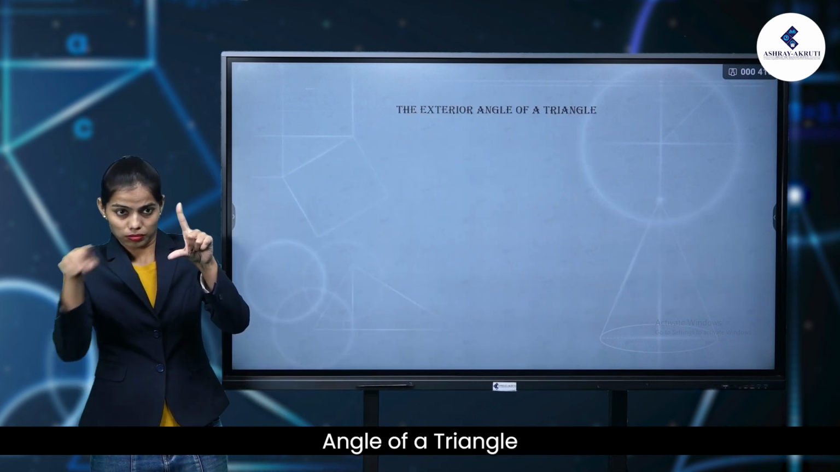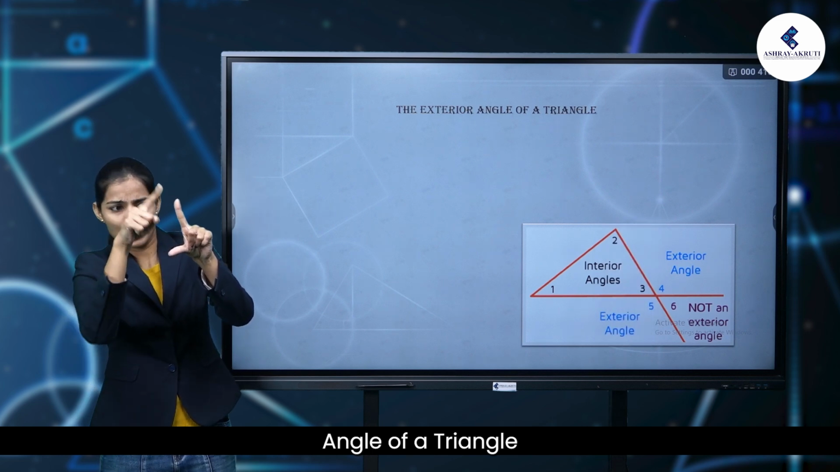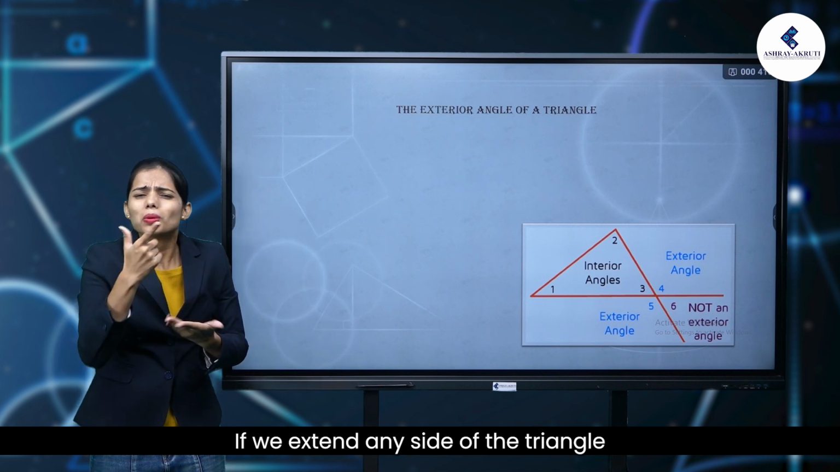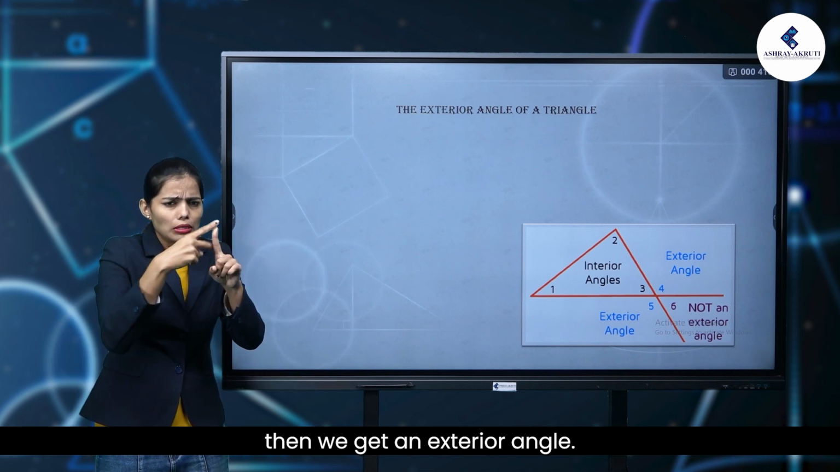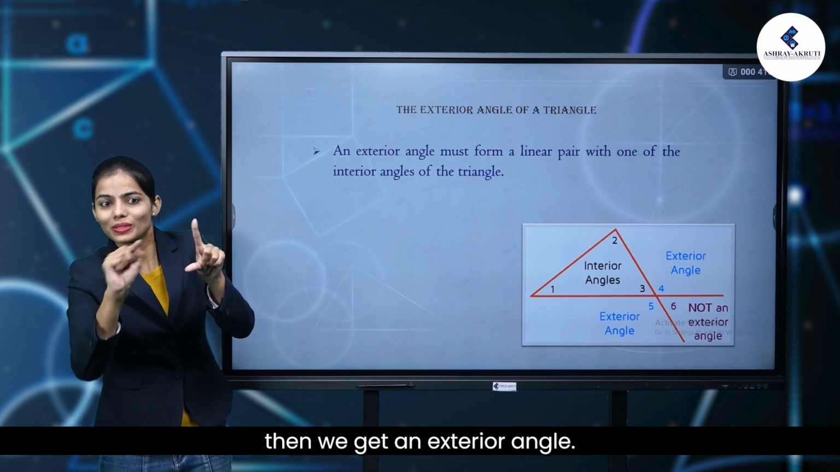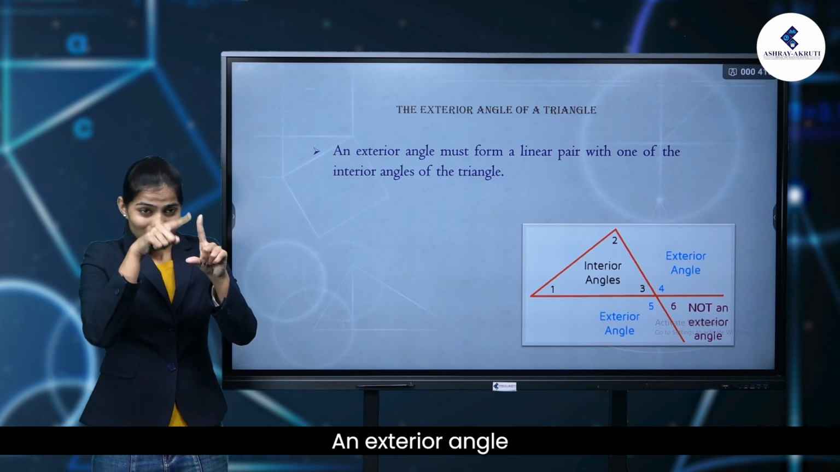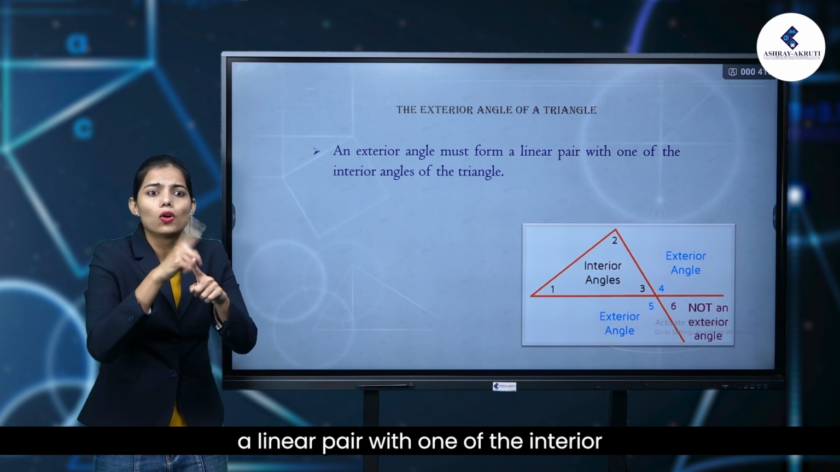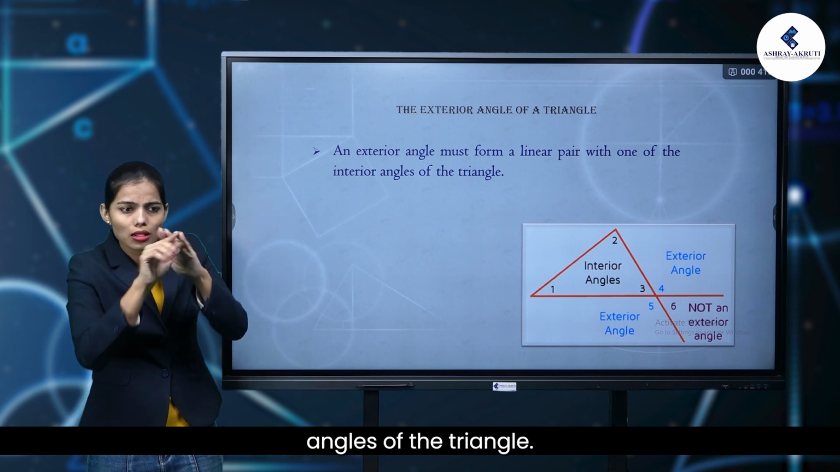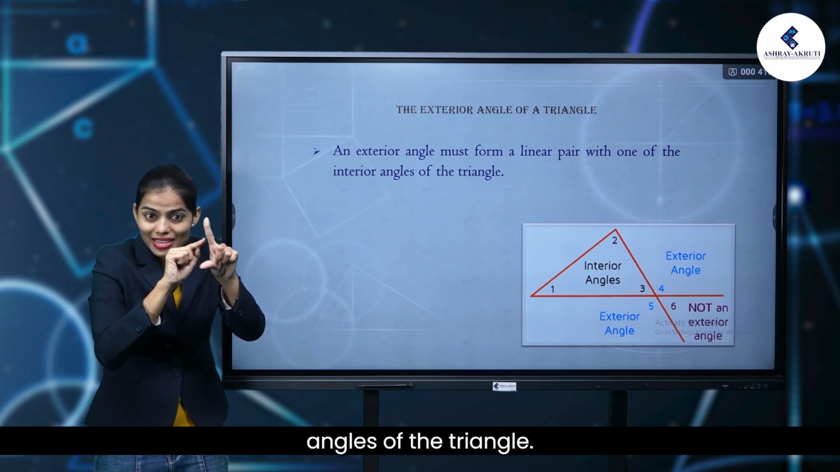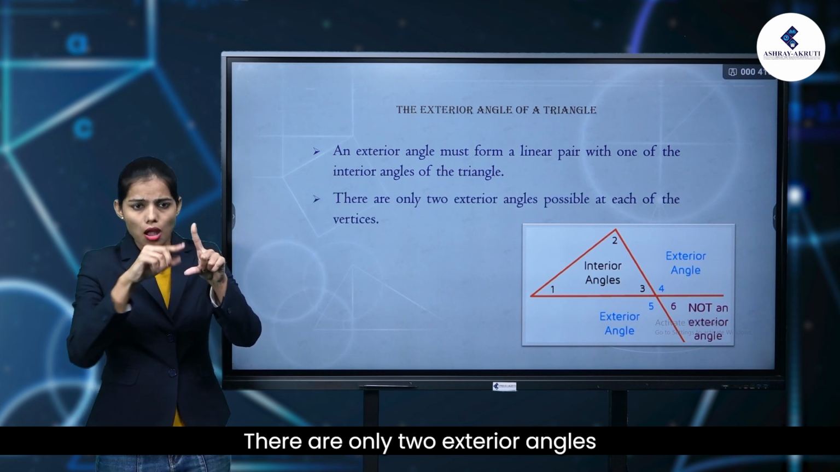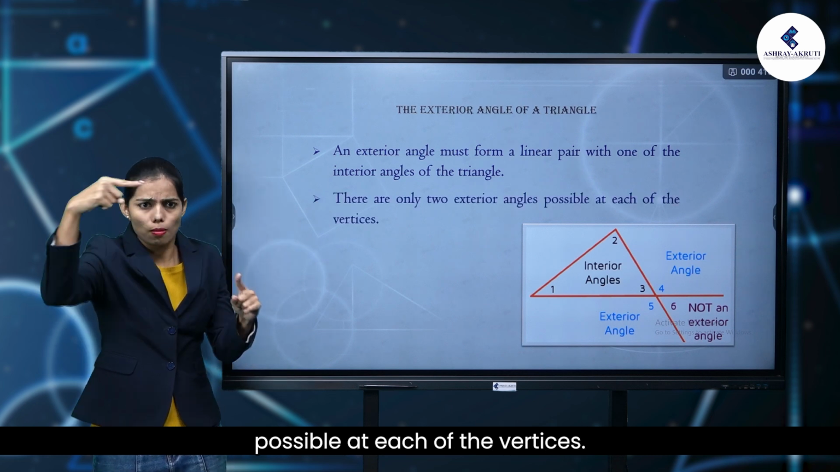The exterior angle of a triangle. If we extend any side of the triangle, then we get an exterior angle. An exterior angle must form a linear pair with one of the interior angles of the triangle. There are only two exterior angles possible at each of the vertices.